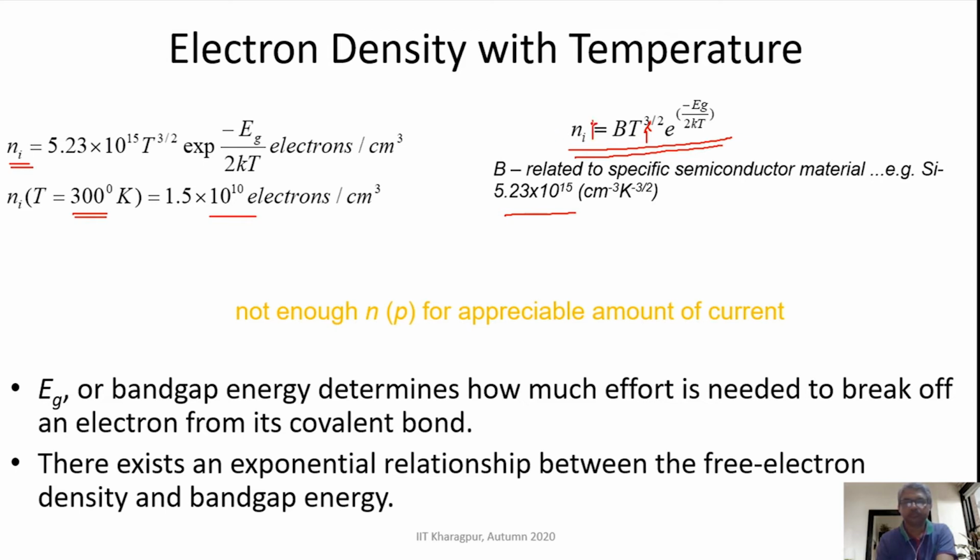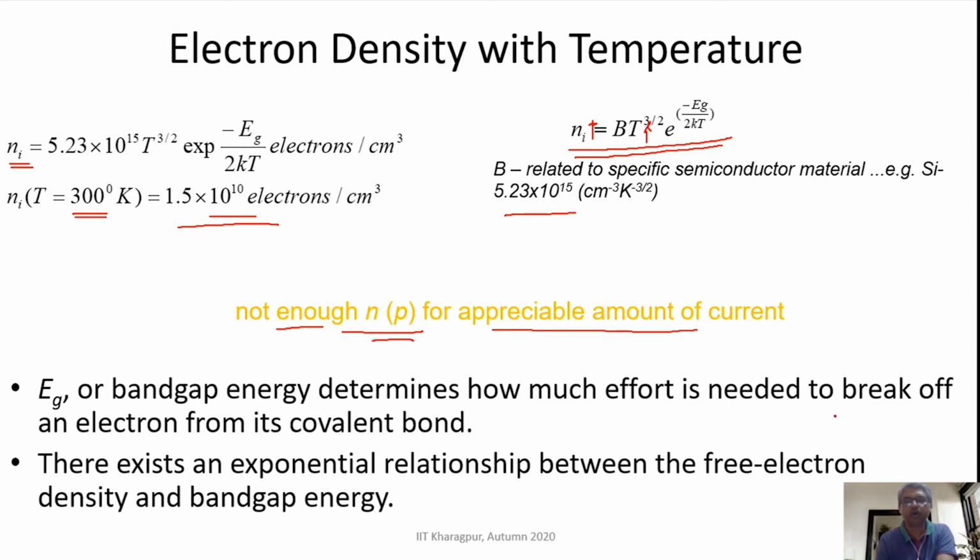However, the point I would like to make is that this electron or hole concentration creates electron hole pairs from thermal energy or any other form of energy. In case of intrinsic semiconductor, they create intrinsic carriers like electrons or holes. These pairs are not enough for an appreciable amount of current, because the order is around 10^10, and that is very low.